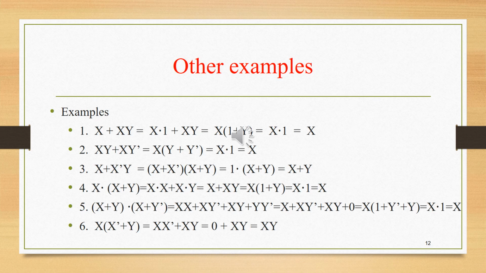And here are a few more examples. X plus xy: x is common, taking x out, it becomes 1 plus y, and 1 plus y is equal to 1. So x into 1 gives x. So these are simple examples of Boolean algebra problems.